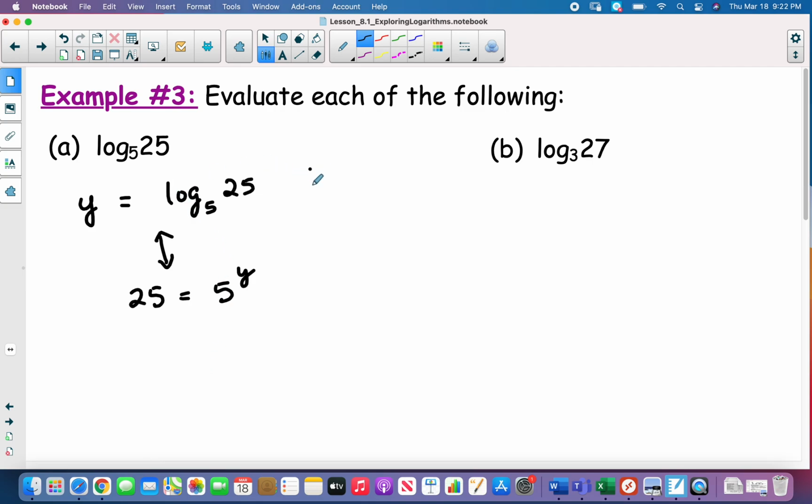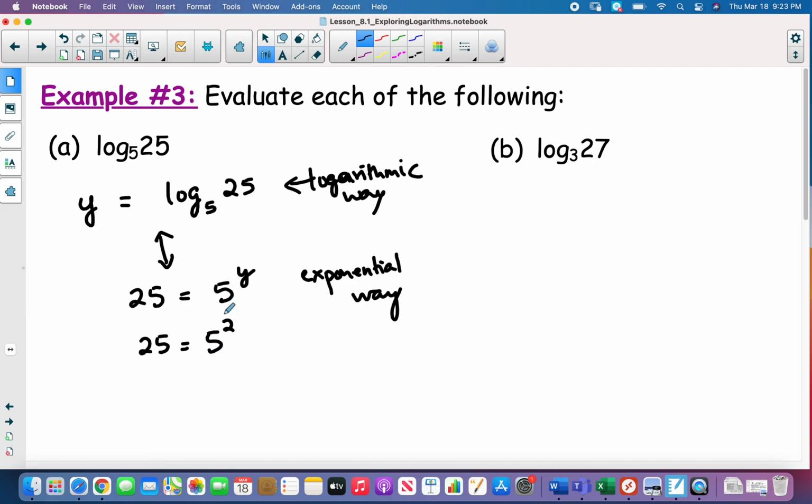So this is the logarithmic way to write this statement, and this is the exponential way to write the same statement. They both mean the same thing. So I'm replacing this with 25 is equal to 5 to the power of y. And now I can easily say that 25 is equal to 5 squared. So therefore I know that y is equal to 2. So I have the answer here without using a calculator. I'm just using the exponential way of writing this expression to evaluate.